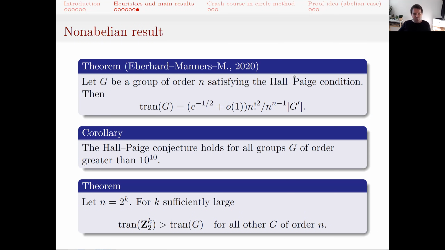Also, one more result from the same paper, which is not a direct consequence of our theorem, but basically you can prove it by working a bit more to see what this little o(1) term is, or at least what is its first approximation. And then you can prove that the number of transversals in Z2 to the K is strictly larger than the number of transversals in any other group of the same order for K sufficiently large.